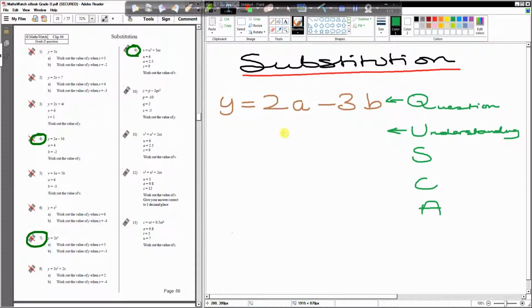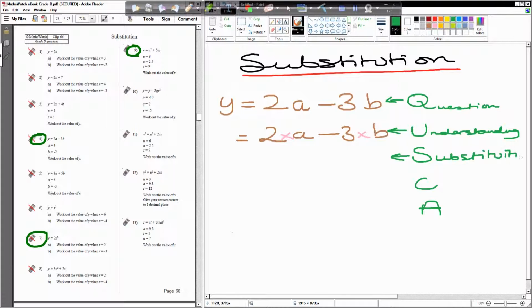So we know that 2a minus 3b. What we're doing now is interpreting the question. What we've written here is 2a minus 3b. We know that between the 2 and the a there is a times sign in there. So that's our understanding of what the question actually is. The next part is the S part.